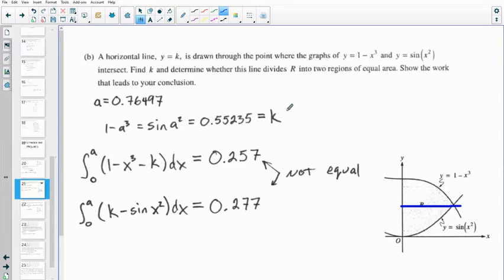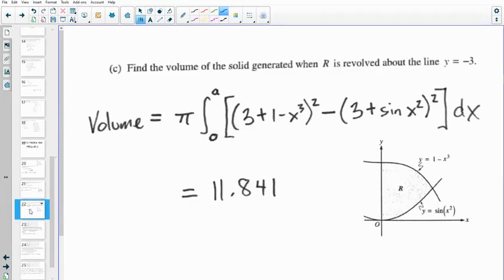And since I stated it here, when you're writing out the integral, you don't have to write 0.55235. You can just call that k. That's perfectly acceptable. Anyway, I do both of these. I find the area of the top, I find the area of the bottom. They are not equal to each other. That's what they're asking me to do. So that's all the work I would need to show for part B.